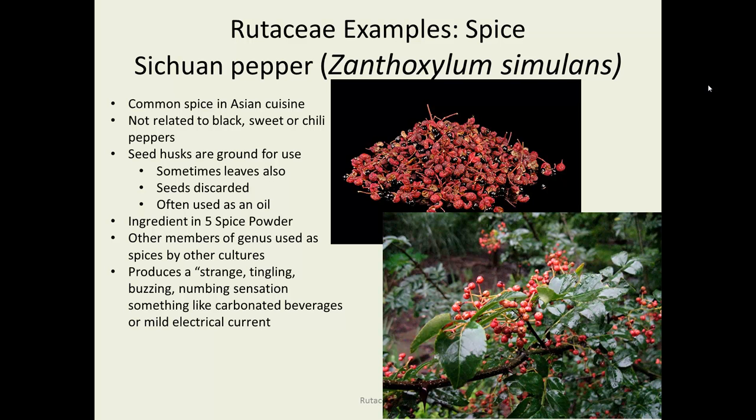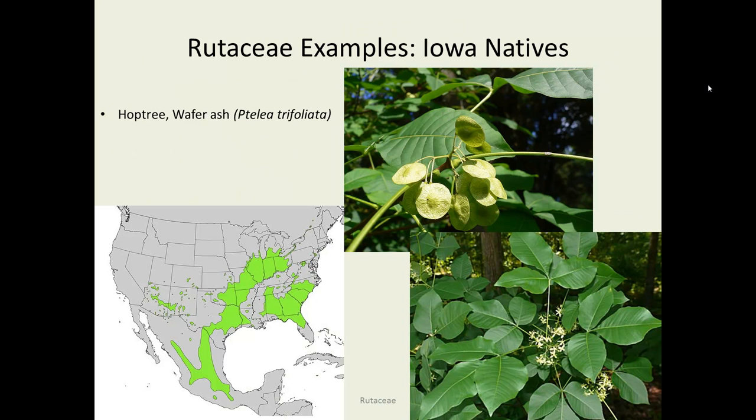There's a common seasoning in Chinese food, Asian food, called five spice powder, and this is one of the primary ingredients. It produces a tingling sensation, so apparently that's some of the interest it raises as a spice.